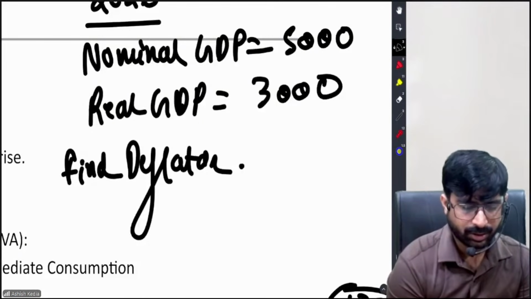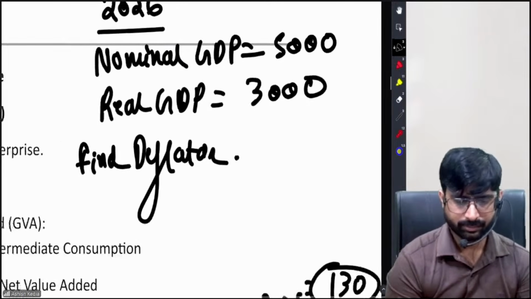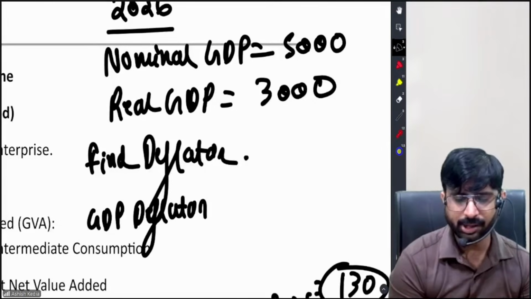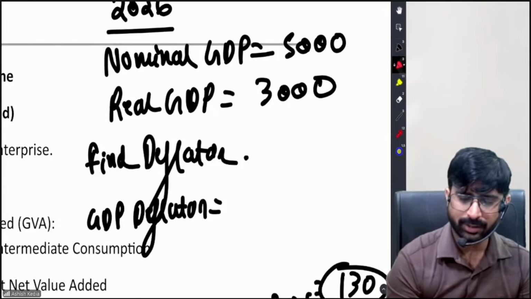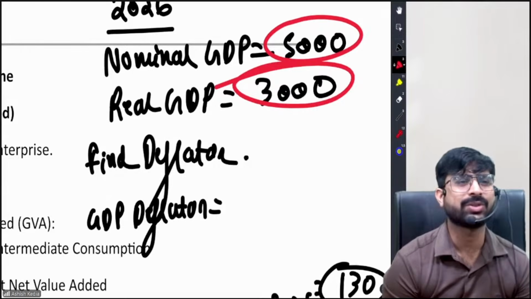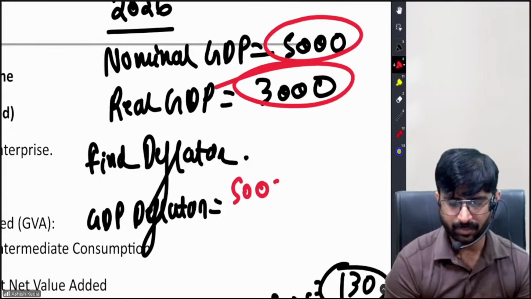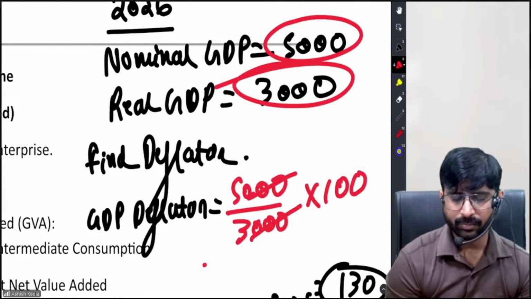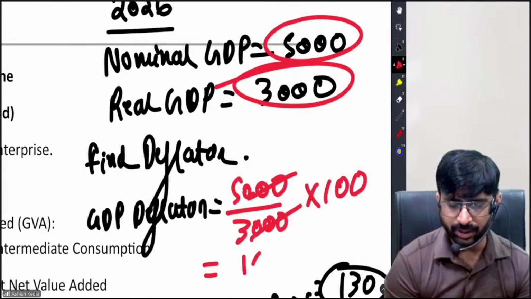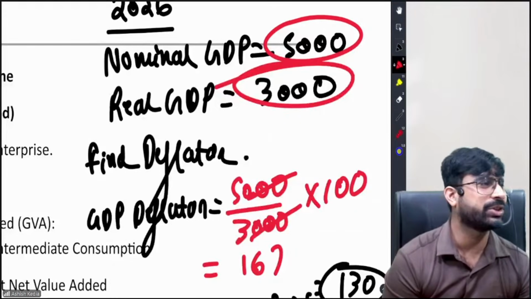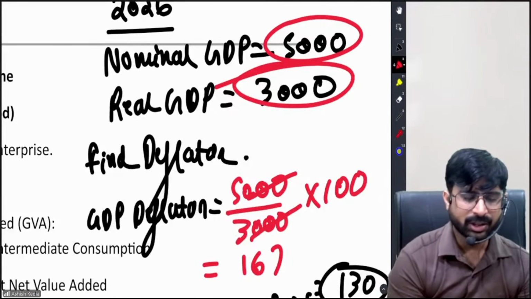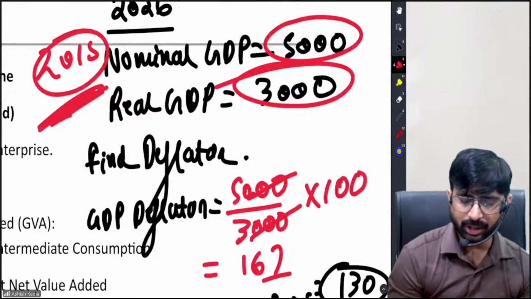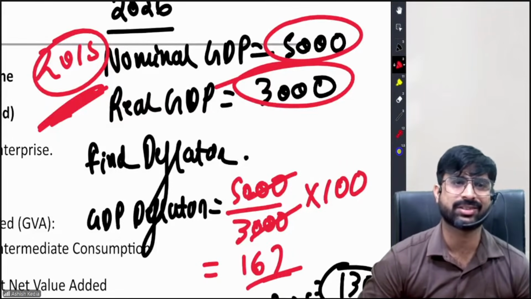So, students, GDP deflator is equal to nominal by real into 100. So 5,000 by 3,000 into 100. 5 by 3 is 1.67 into 100, that is 167. So GDP deflator is 167. It means if 2015 was the base year and prices were around 100 rupees then, currently prices are 167 in 26.